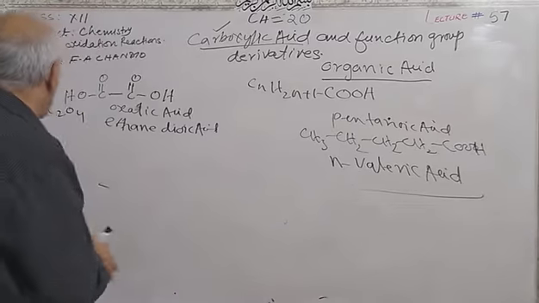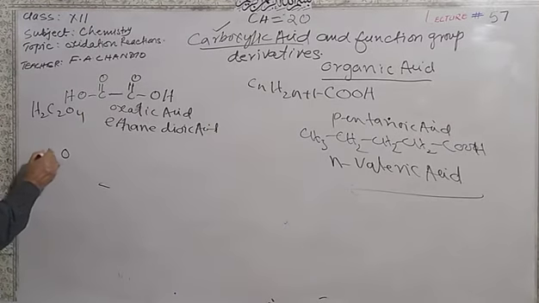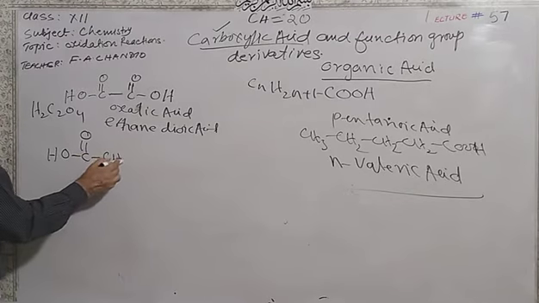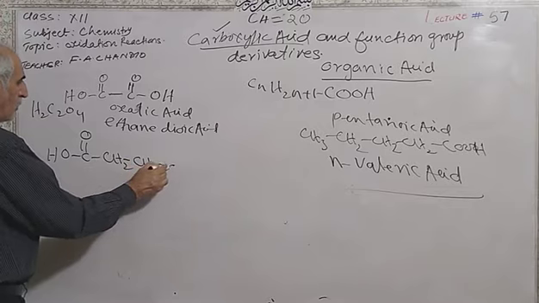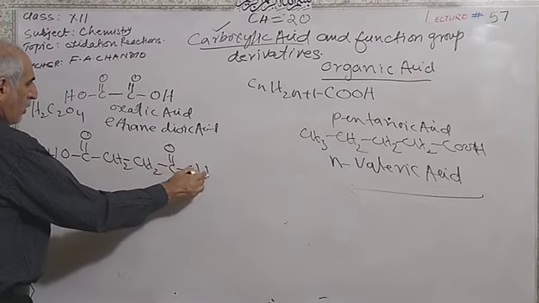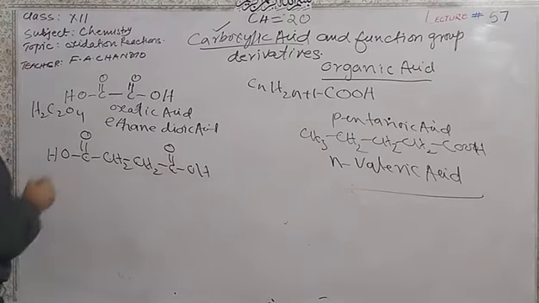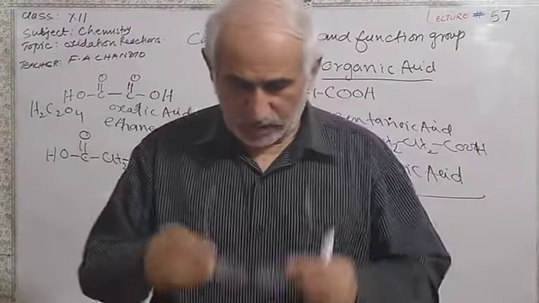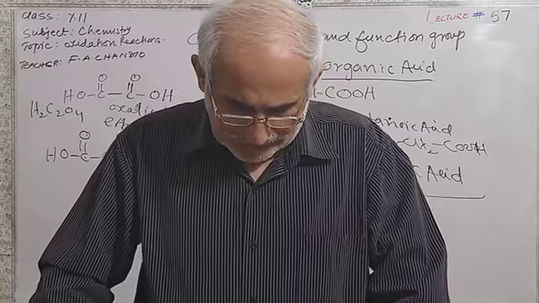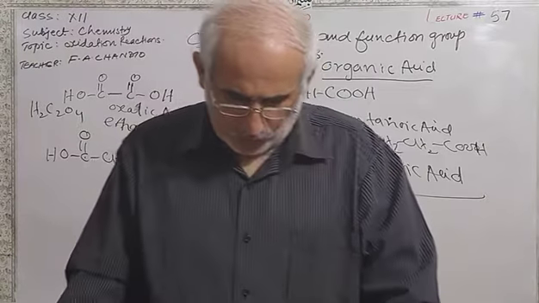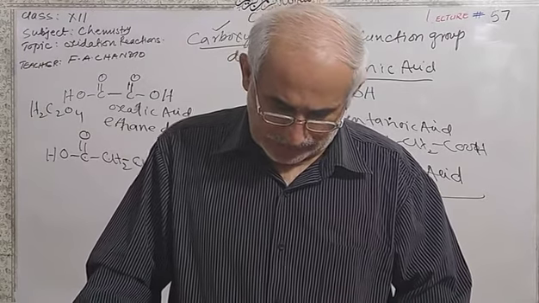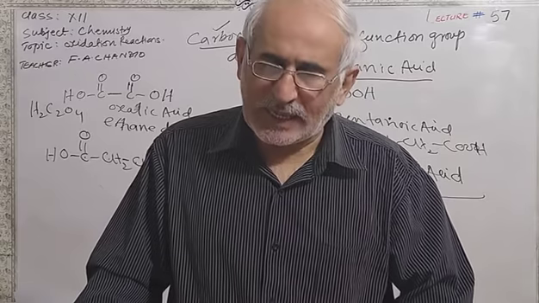Butane dioic acid, 2 carbons more. If you add 2 carbons like this, 1, 2, 3, 4, this is 1,4-butanedioic acid. So this is succinic acid. Then 1,5-pentanedioic acid, glutaric acid, hexanedioic acid, adipic acid.